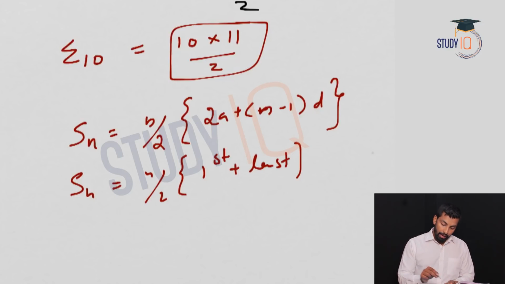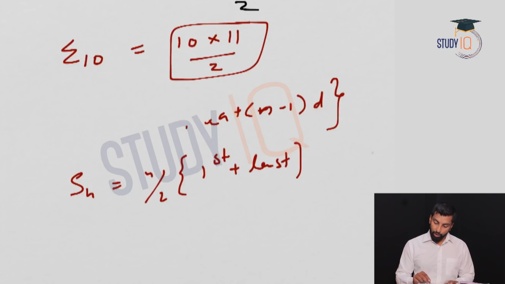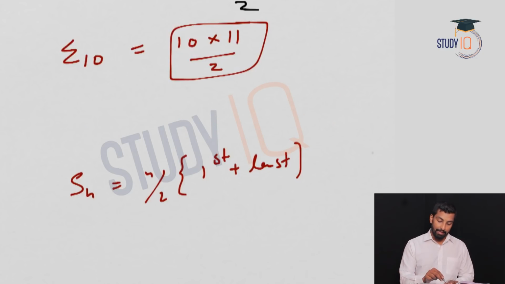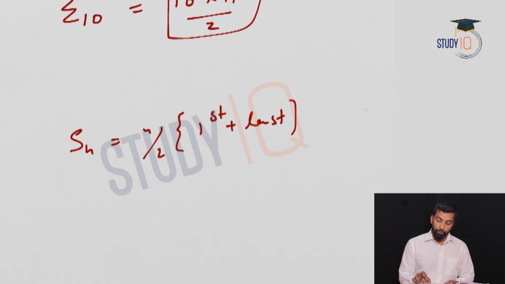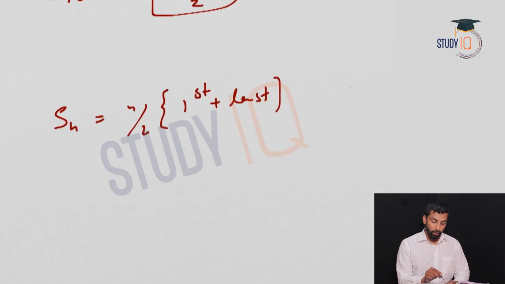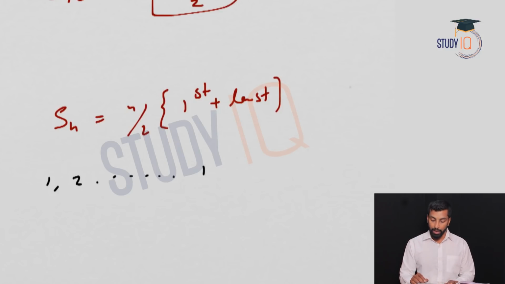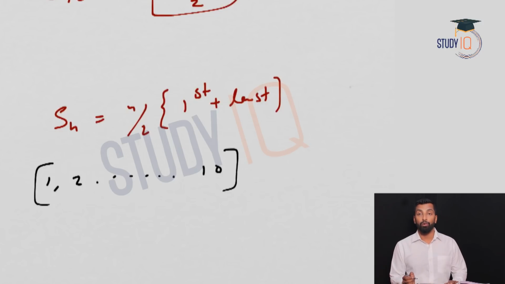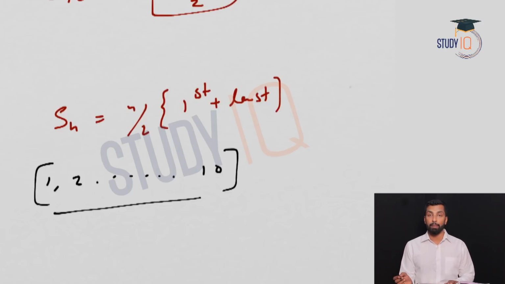Okay, now let's forget about the first formula. I am going to apply the second formula because we know the first term and last term in this case, right? See, actually sum of first 10 natural numbers. Natural numbers will make an AP, we know that. So first 10 natural numbers means 1, 2, 3, 4, 5, 6 up to 10. So we know this is an AP. What they're actually asking you is the sum of this AP. What is the first term? 1. What is the last term? That is 10. So this bracket is filled, right?